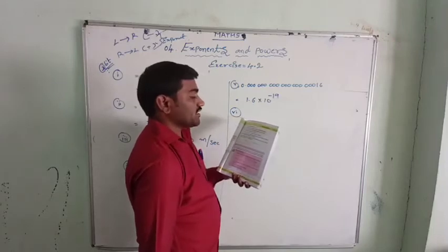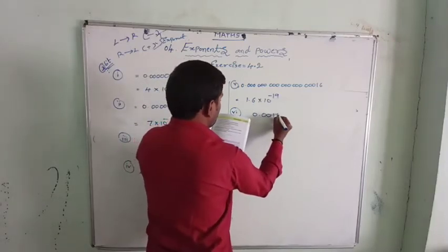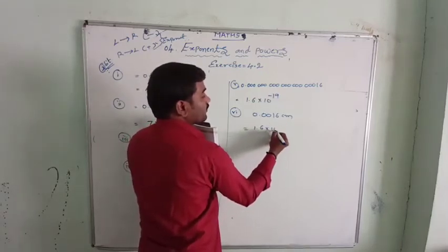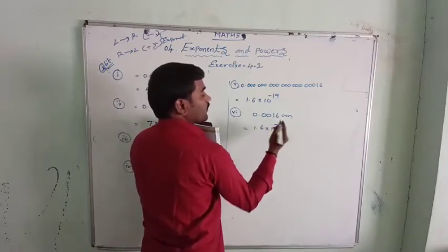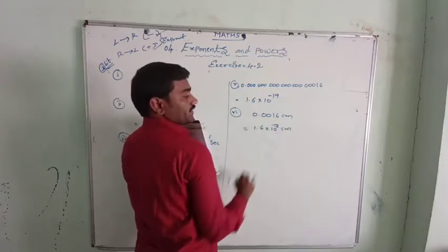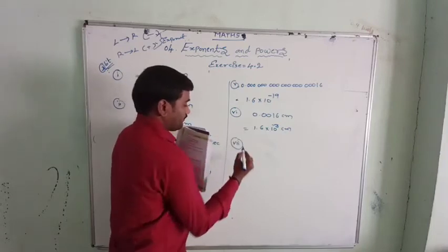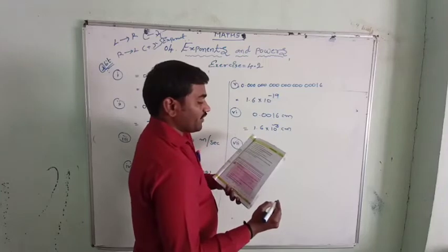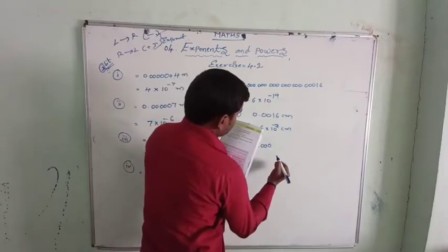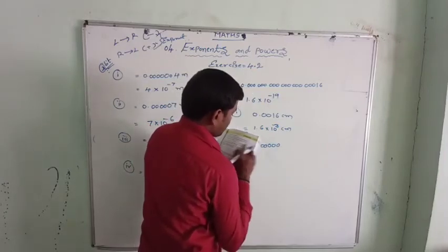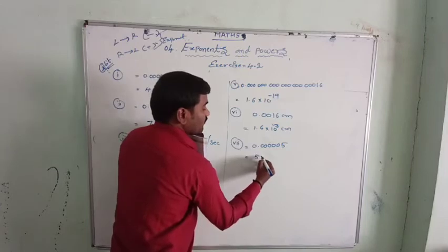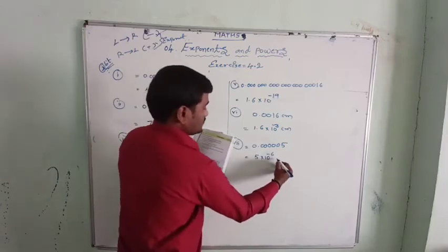So in this way you can complete the sixth one. The thickness of a piece of paper is 0.0016 centimeter. Simple, this decimal you move till here: 1.6 into 10 to the power of how many? 1, 2, 3 digits. So 10 to the power of minus 3 centimeters, because left to right. Then seventh one, the diameter of a wire on a computer chip. This decimal moves 5 plus 1, 6 digits. 5 into 10 to the power of minus 6 centimeter.